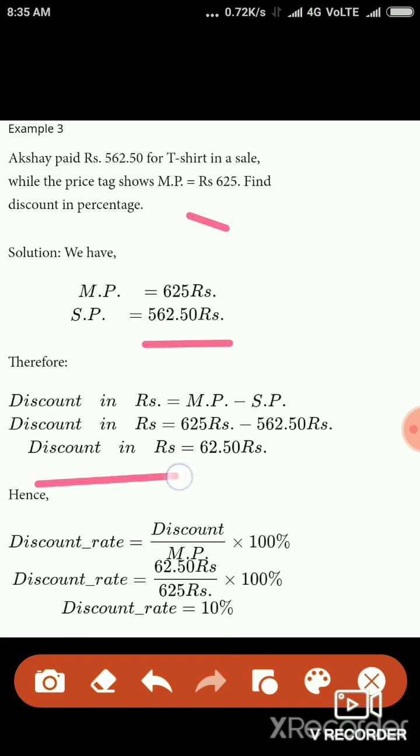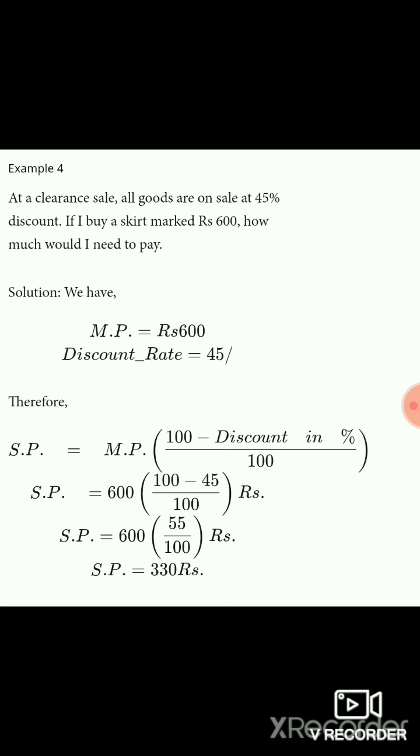You will get discount in rupees 62.50. Now you have to find discount in percentage, or you can say the rate of discount. Both are the same thing. What is the rate of discount? Discount divided by MP multiplied by 100. So discount percentage, or discount rate, is equal to 62.50 divided by 625 into 100. You will get 10%. This is the discount.